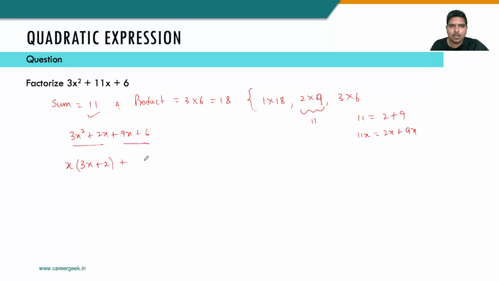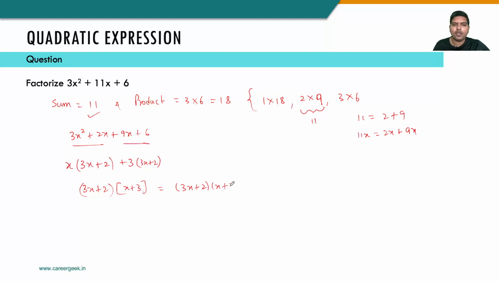Plus, I need to get 3x plus 2 for sure. Okay, this is the deal. The deal is this has to be common. So what has to be taken common is 3. Now, if I take 3x plus 2 common, I'm left with x plus 3.